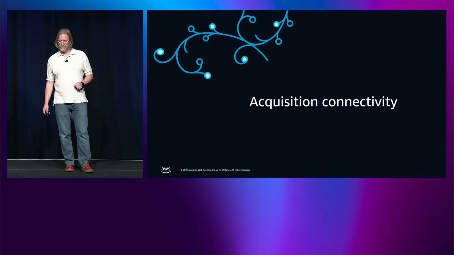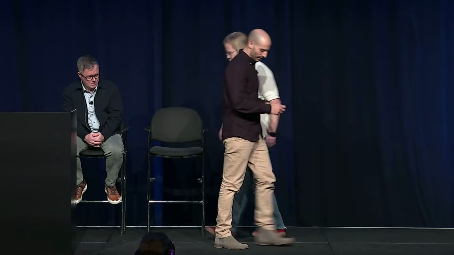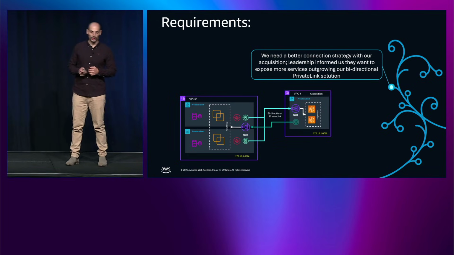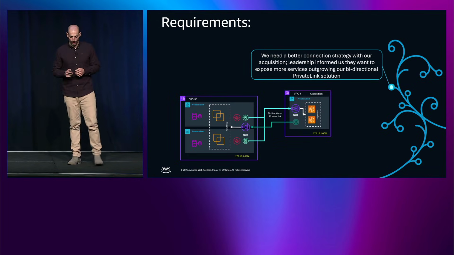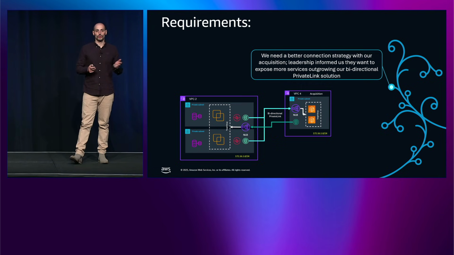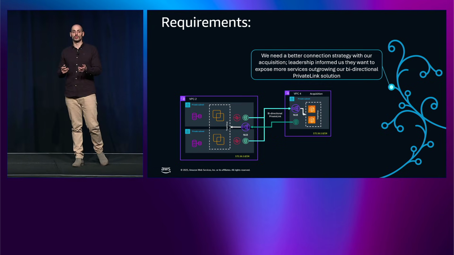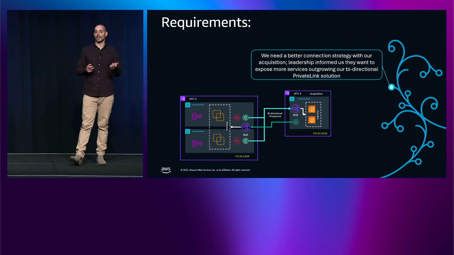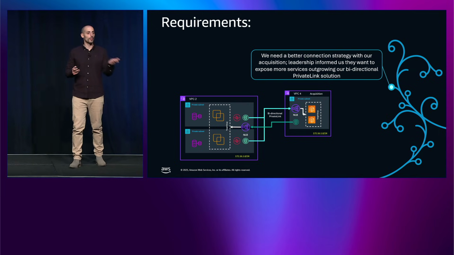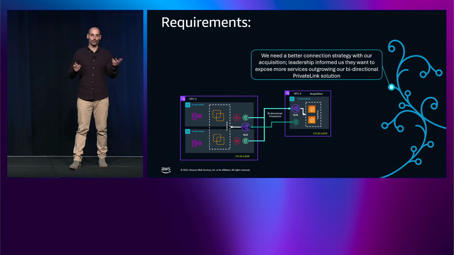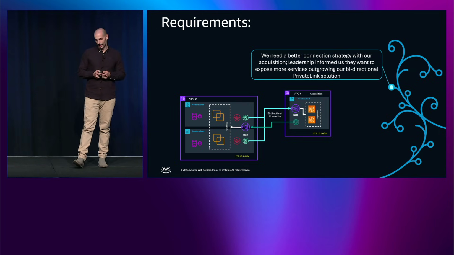So let's talk about acquisition connectivity, and I hand it back to you, Yassine. Thank you, Jamie. So let's go back to our scenario with our acquisitions. Our leadership asks us to simplify our strategy when we acquire a company. How many in this room have had to consume services or expose services to a VPC that had the same IP range? How many of you have had this, the famous overlapping IP problem?